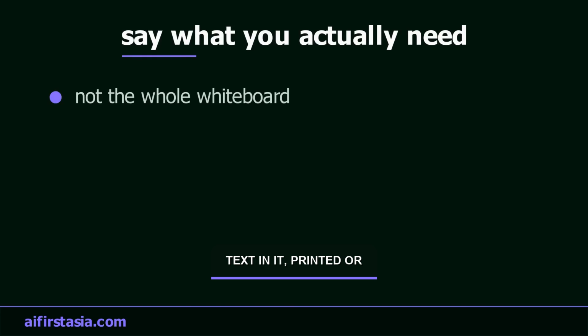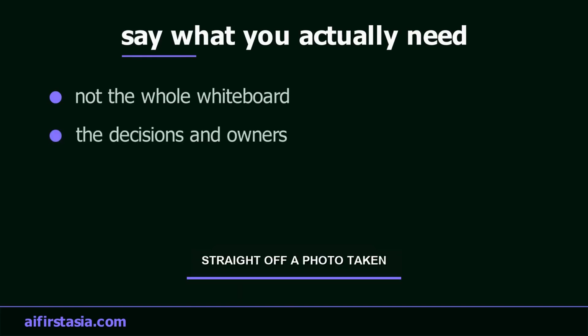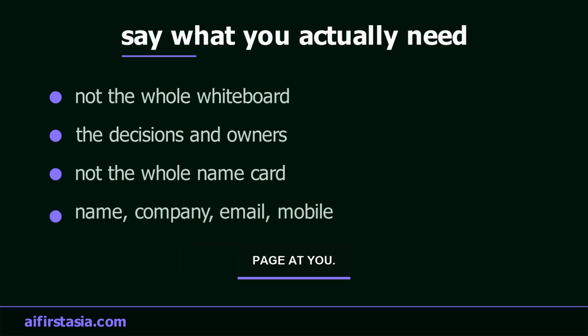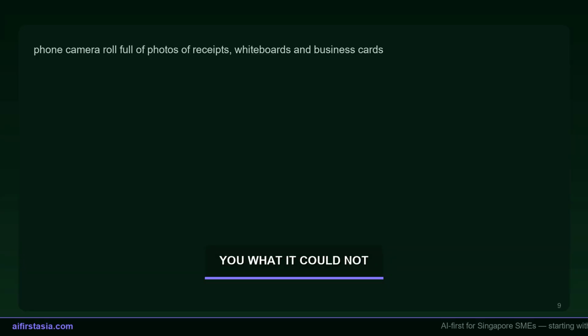First, it can read the text in it, printed or handwritten, straight off a photo taken at a bad angle in bad light. Second, it can pull out just the parts you asked for, the total, the date, the name, the phone number, instead of dumping the whole page at you. Third, it can put those parts into whatever shape you need next, a table, a list, a line ready to paste into your system. And fourth, it can tell you what it could not read, the blurry digit, the smudged word, so you know exactly where to look. Read it, pull out what matters, shape it, flag what is unclear. Name those 4, and you can brief an assistant properly.